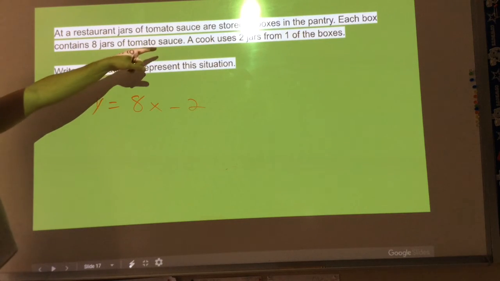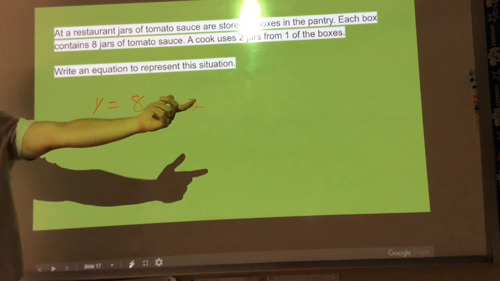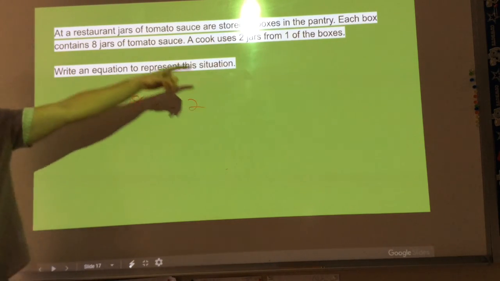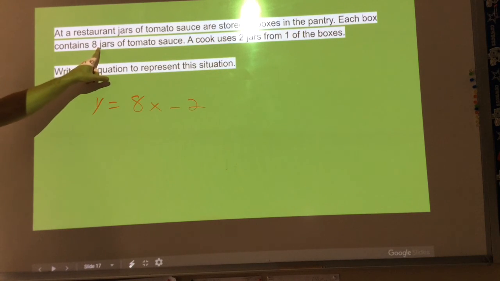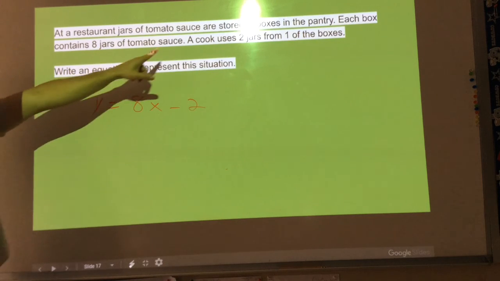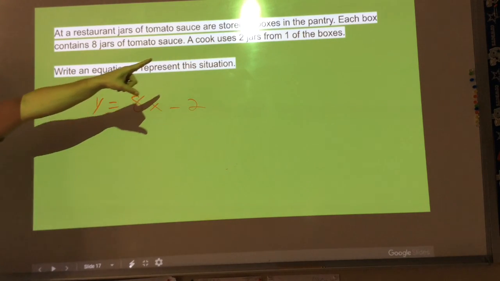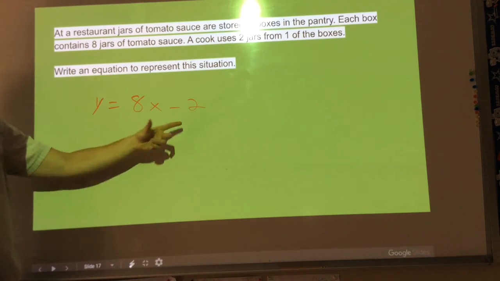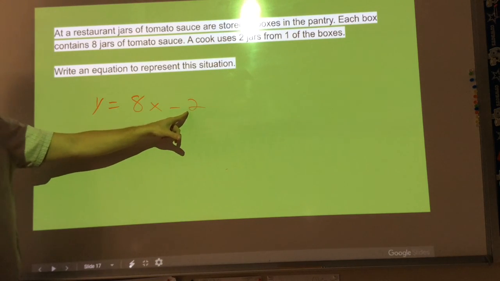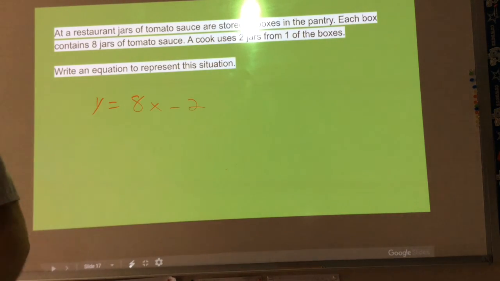So look, at a restaurant, jars of tomato sauce are stored in boxes in the pantry. Nobody cares. We don't care where they're from. They can store them in the bathroom. Each box contains 8 jars of tomato sauce. That's your slope, because every box has 8 in there, except for one of them has 2 jars missing. And so in order to make up for those 2 jars missing, we have to start at a decrease of -2. Great job. What's up, Addison?